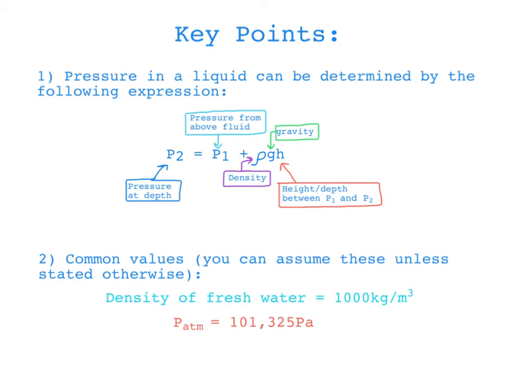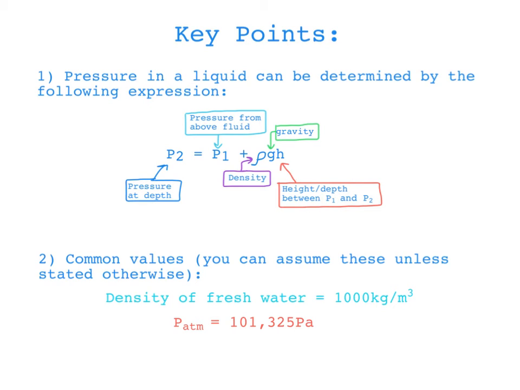And there are a couple common values that I want you to write down and that we can use in the future. So you can assume these values, unless stated otherwise. In the first problem, I gave you the density of the salt water. But just as a reminder, density of fresh water is 1,000 kilograms per meters cubed, and we'll be using that pretty frequently. And then the standard air pressure, or atmospheric pressure, is 101,325 pascals. So you can go ahead and write that down as well, as a number that you'll be using frequently.